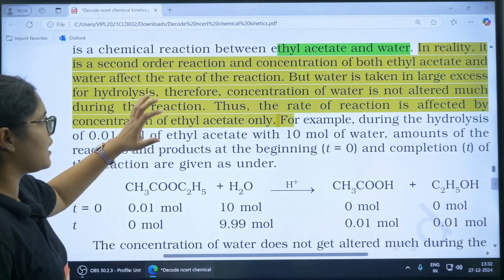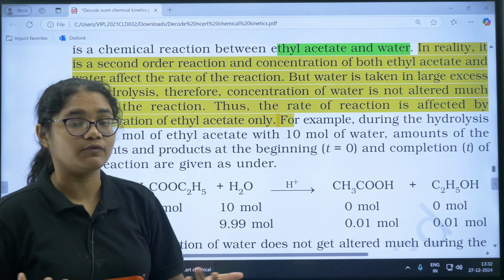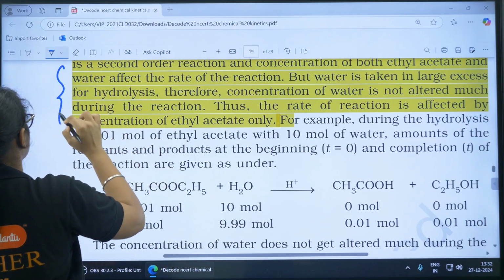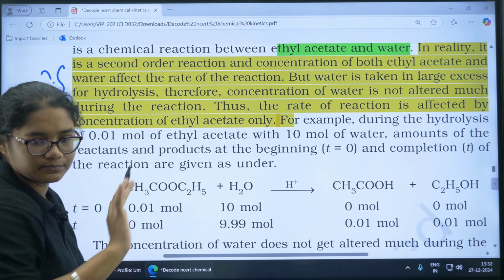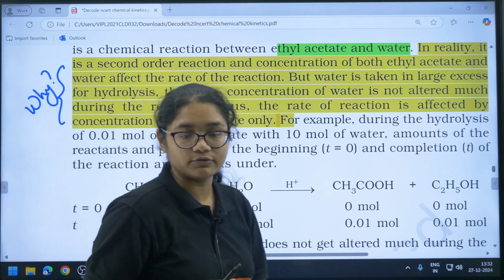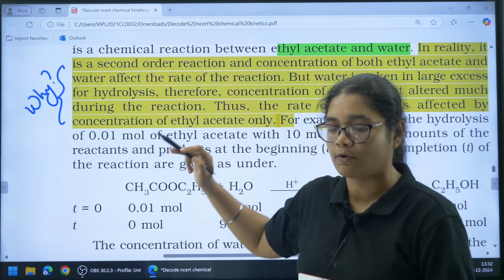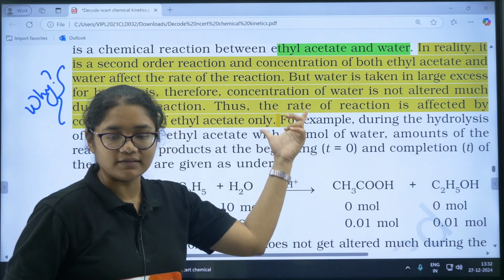And if some question is asked like why the ethyl acetate and water reaction is a pseudo first order reaction, then this one will be the explanation. Okay, so if it is asked why this is a pseudo first order reaction, then this will be the answer. Clear? I hope this is clear. You have to write the question. Suppose it is asked why the reaction between ethyl acetate and water is a pseudo first order reaction, then this is what you have to write in the answer.